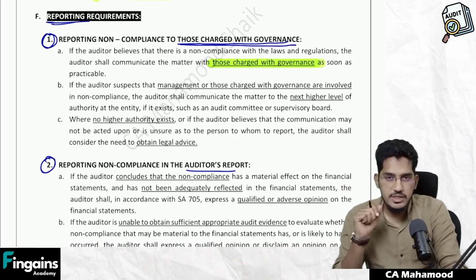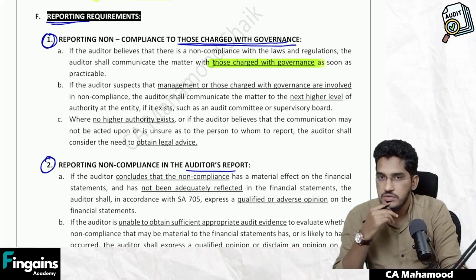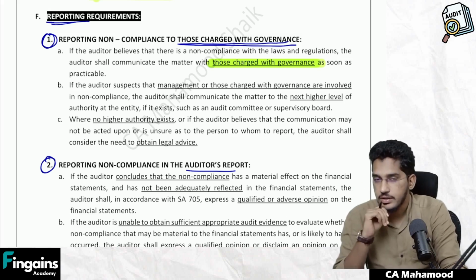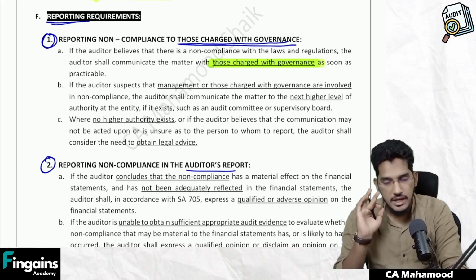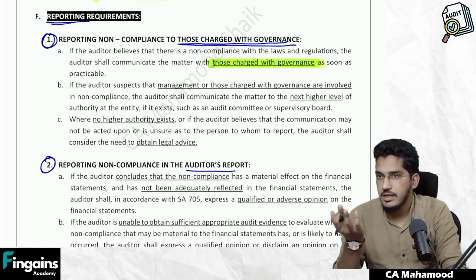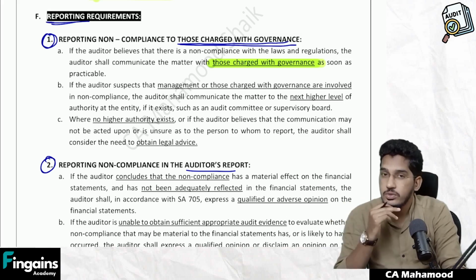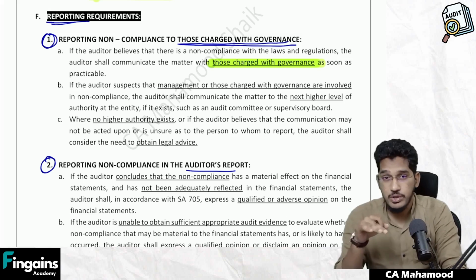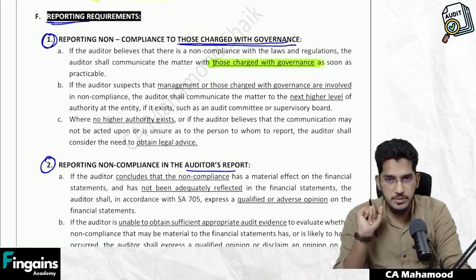See, if low level employees have committed non-compliance and you go and report it to those charged with governance, there will be purpose. If the non-compliance is committed by some low level employees, and you communicate with those charged with governance, saying, sir, your employees have made this non-compliance, then there will be purpose. What if non-compliance is made by those charged with governance only? If low level employees made a non-compliance, you go and report it to those charged with governance. Yes, some purpose will be there.